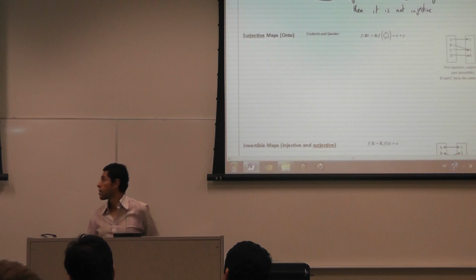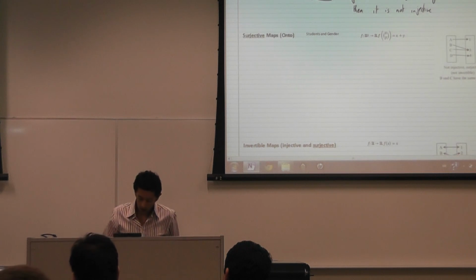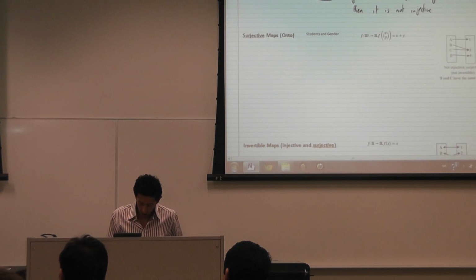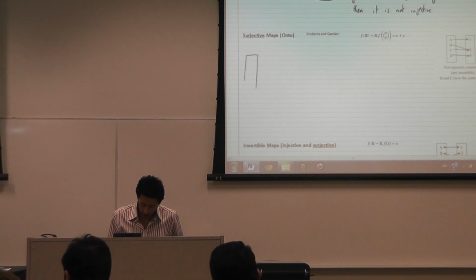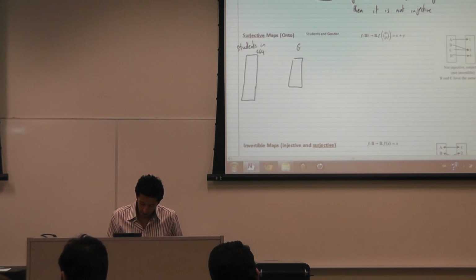Surjective maps, or maps that are onto. For example, just to explain what a surjective map is, again, students in 664 and gender. The possible genders are male and female.